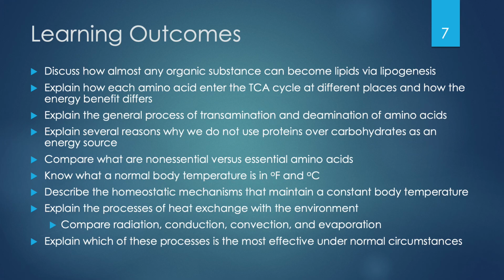We'll explain the general process of transamination and deamination of amino acids. We'll explain several reasons why we don't use proteins over carbohydrates as an energy source. We'll compare what are non-essential versus essential amino acids and know what a normal body temperature is, both in Fahrenheit and in Celsius. Also, we'll describe the homeostatic mechanisms that maintain a constant body temperature.